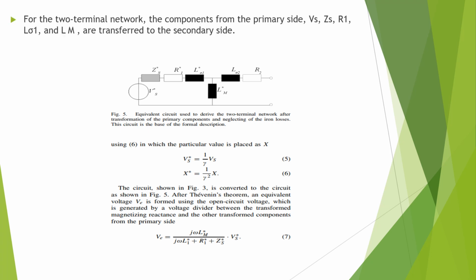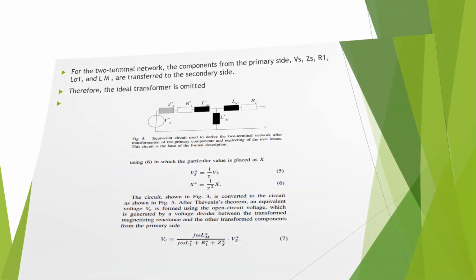For the two terminal networks, the components from the primary side Vs, Zs, R1, L sigma 1, Lm are transformed to the secondary side. Therefore, the ideal transformer is omitted in this one. Now let's go to the next slide.